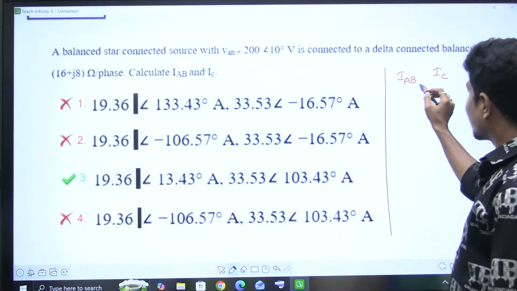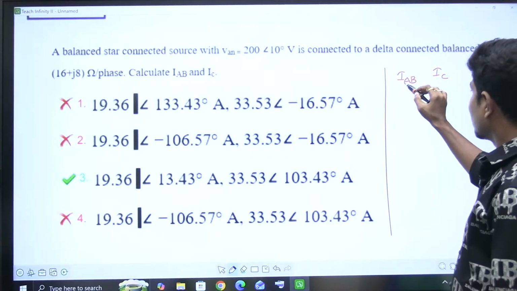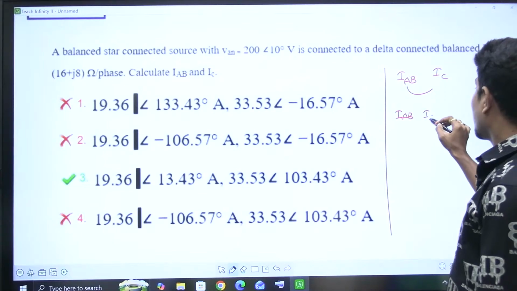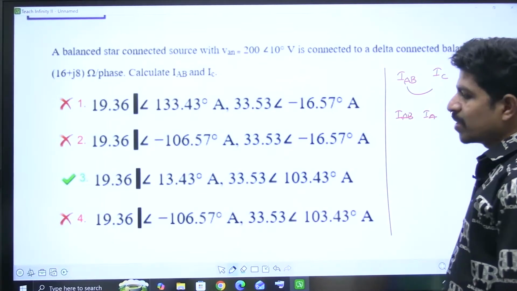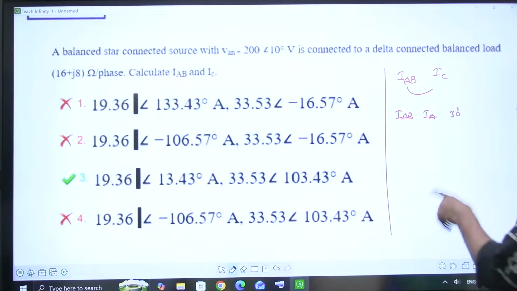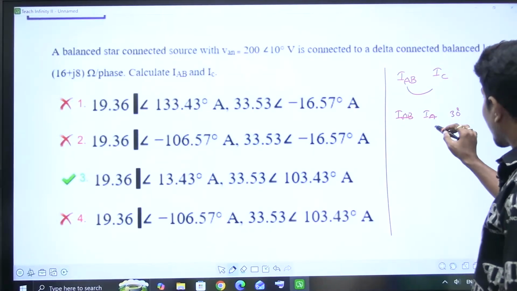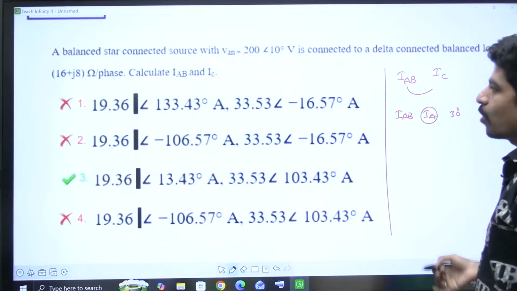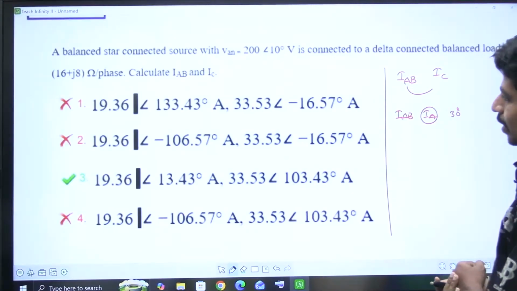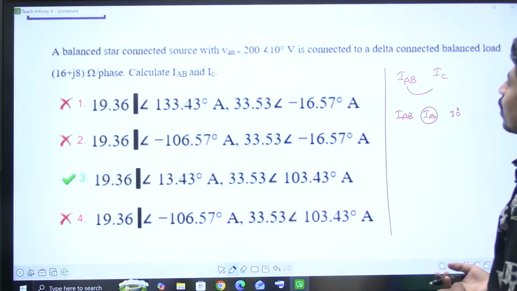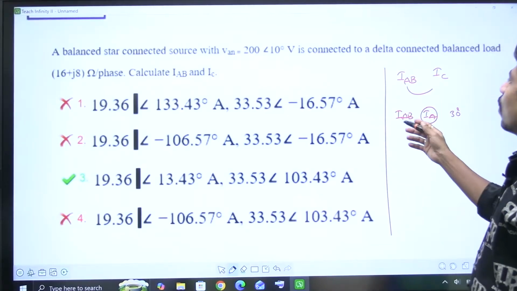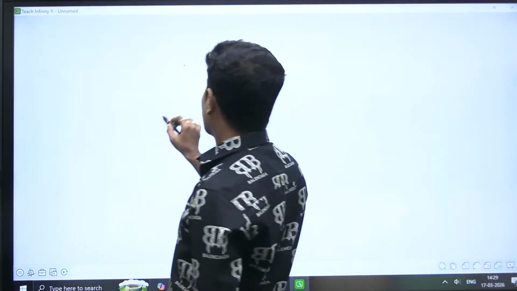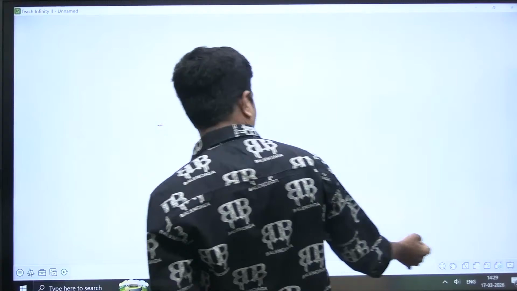We know that line current leads the phase current by 30 degrees. Means the phase angle difference between IAB and IA should be 30 degrees. IAB should have 30 degrees extra compared to IA. Now IA, IB, IC. We have to calculate only. Okay, we'll do that. Let me take a new page. He's saying delta connected. Which one is delta connected?